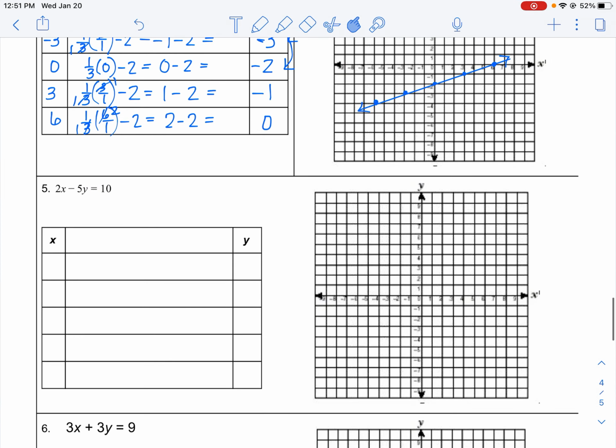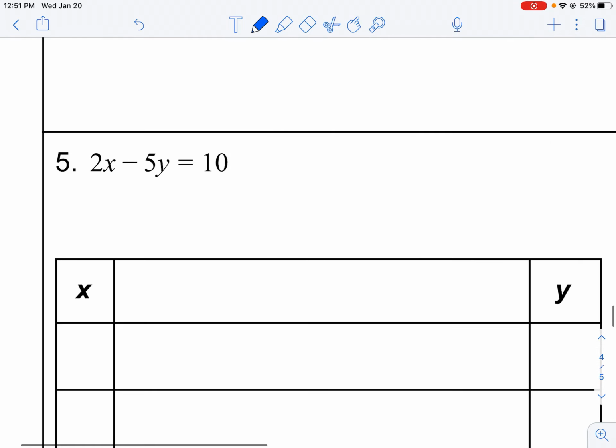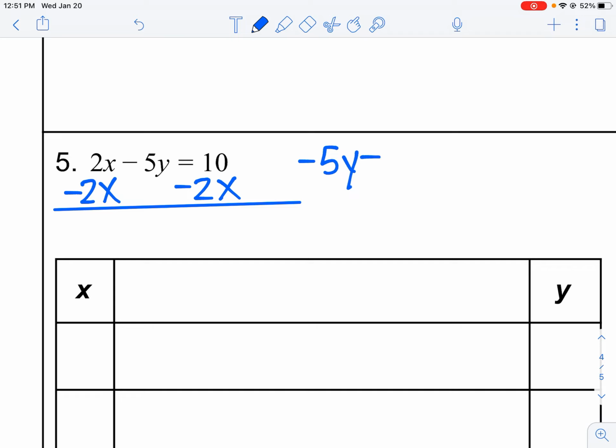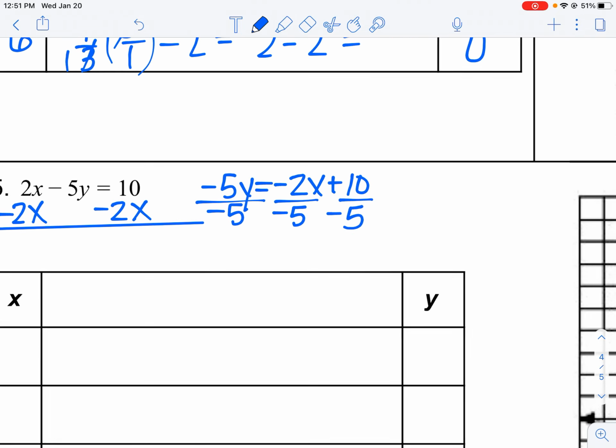So in number 5, what happens when I don't have y equals mx plus b? Well, you have already learned how to change that around, so you have to do that first. So in this one, we're going to move those two x's first. It's going to leave me with negative 5y equals negative 2x plus 10. I'm going to divide every term by negative 5. And that gives me y equals 2/5 x minus 2.